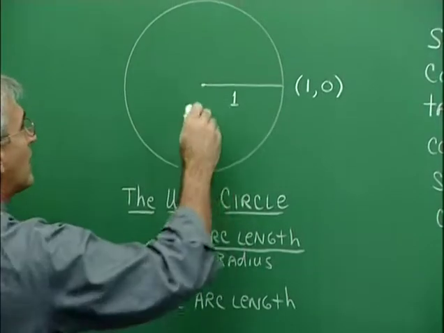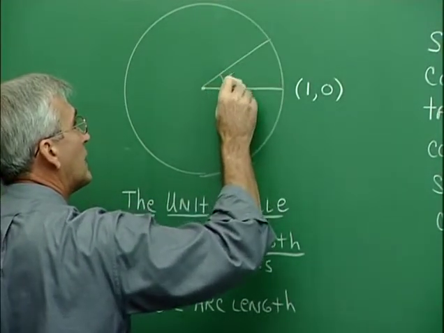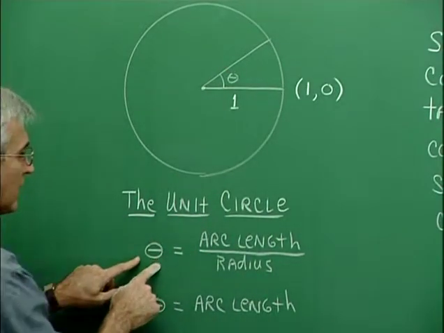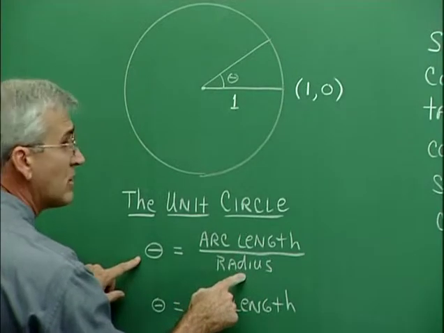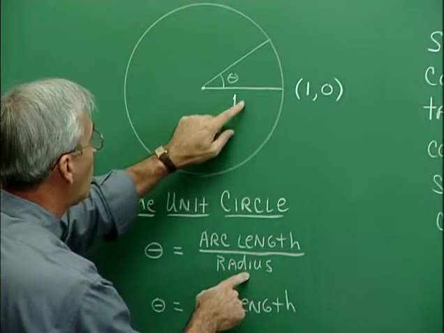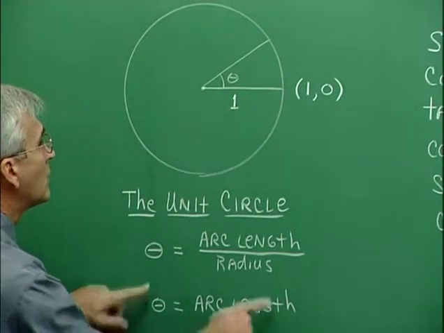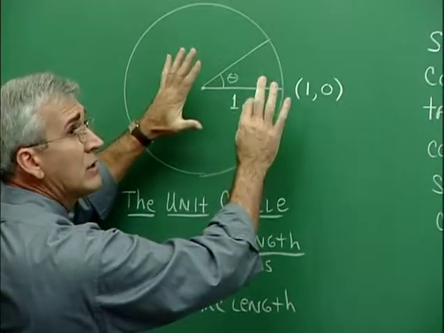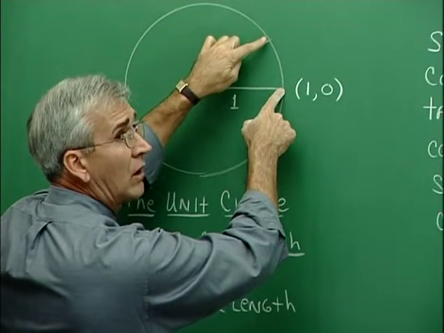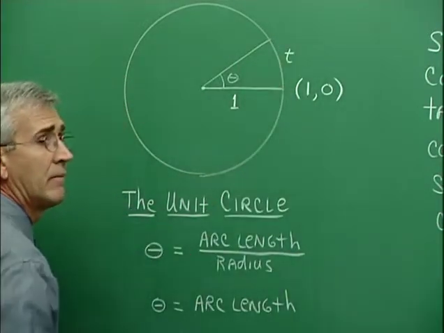That is, if we're talking about a central angle of theta, then that central angle is equal to arc length over radius. But gee, if we're talking about a unit circle, then the radius is 1, and so theta corresponds with arc length. So this opening of theta can be considered to be the same value as the length of this arc. I'm going to call the length of that arc t just for the time being.